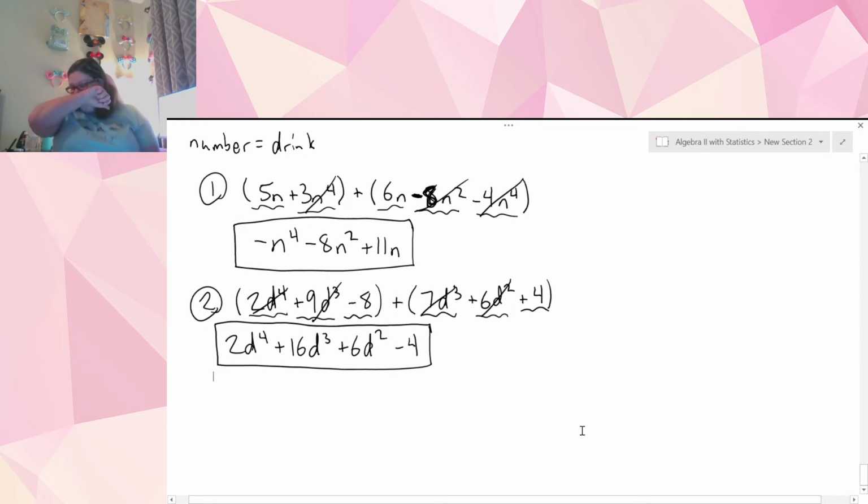So, excuse me, that is adding polynomials. Next, we're going to talk about subtracting polynomials. So subtracting polynomials is very similar to adding. You just have to add a step at the beginning.